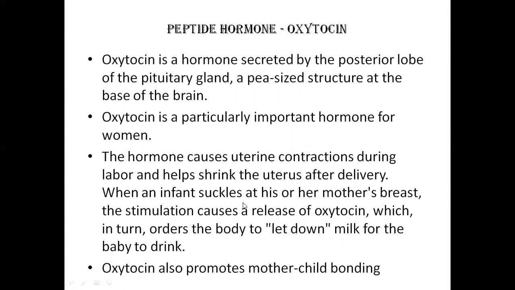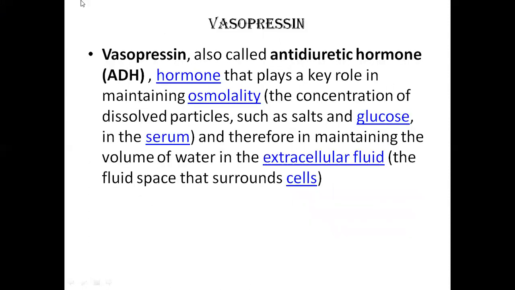When an infant suckles at his or her mother's breast, the stimulation causes a release of oxytocin, which in turn orders the body to let down milk for the baby to drink. On the other hand, oxytocin helps in the release of milk during breastfeeding. Oxytocin also promotes mother-child bonding. So generally, oxytocin is much important for women, and it helps during the pregnancy of women.